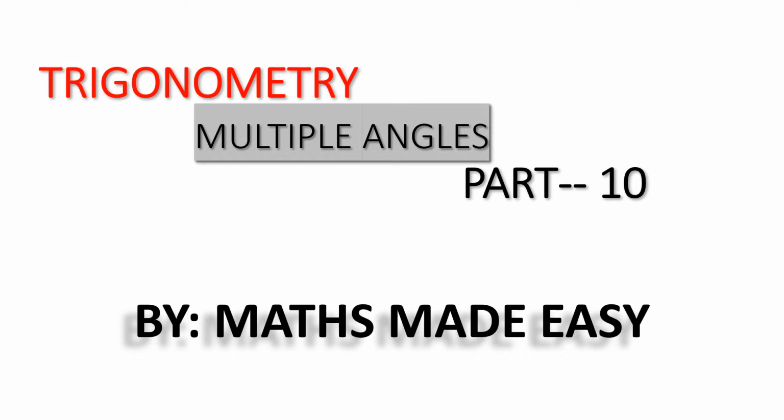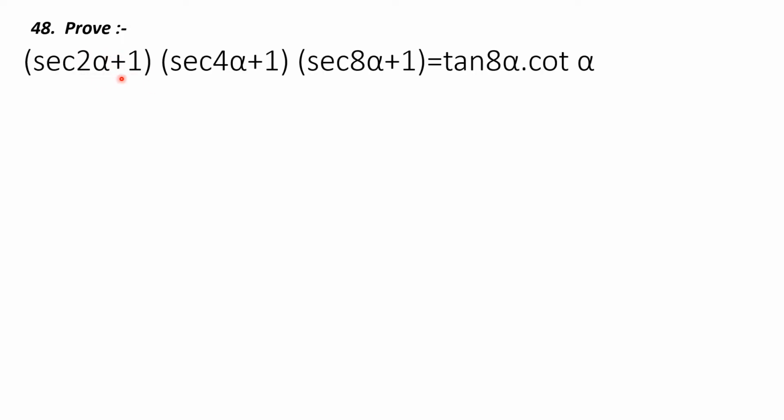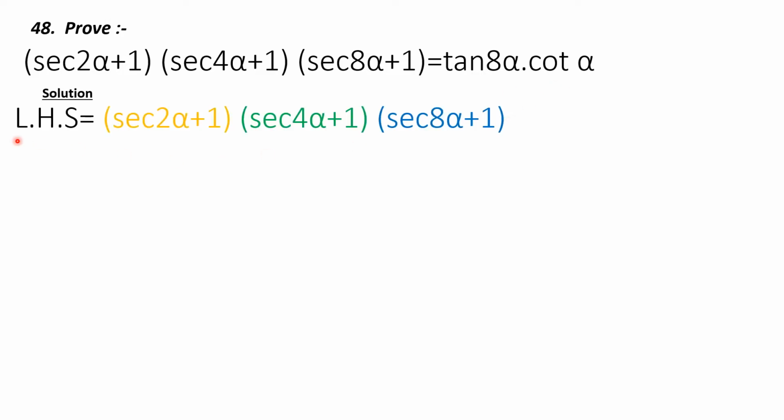So let's continue with our topic on multiple angles, part 10. Our question is, prove that (sec 2 alpha plus 1)(sec 4 alpha plus 1)(sec 8 alpha plus 1) is equal to tan 8 alpha into cot alpha. Solution: left hand side, we copy the left hand side as it is.